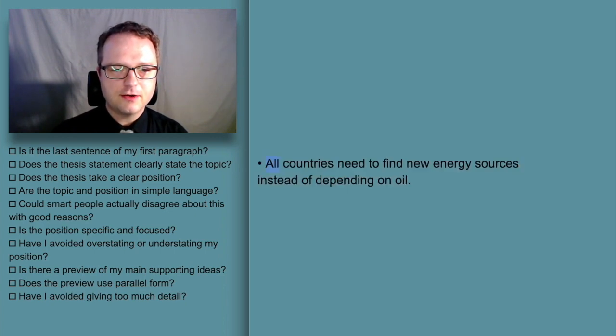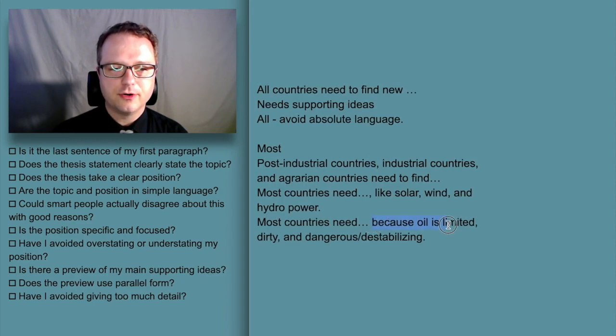Okay, most countries need to find new energy sources instead of depending on oil, because oil is limited, dirty, and dangerous. Okay, so now instead we're giving reasons. This is why countries need to. And if we have most countries instead of all, I think we can use this. Okay, it's limited, oil is going to run out, it's dirty, it causes pollution, and it's dangerous. A lot of wars have been fought over oil, so it causes chaos in the regions where there's often a lot of oil. So those are ways to fix this thesis statement.